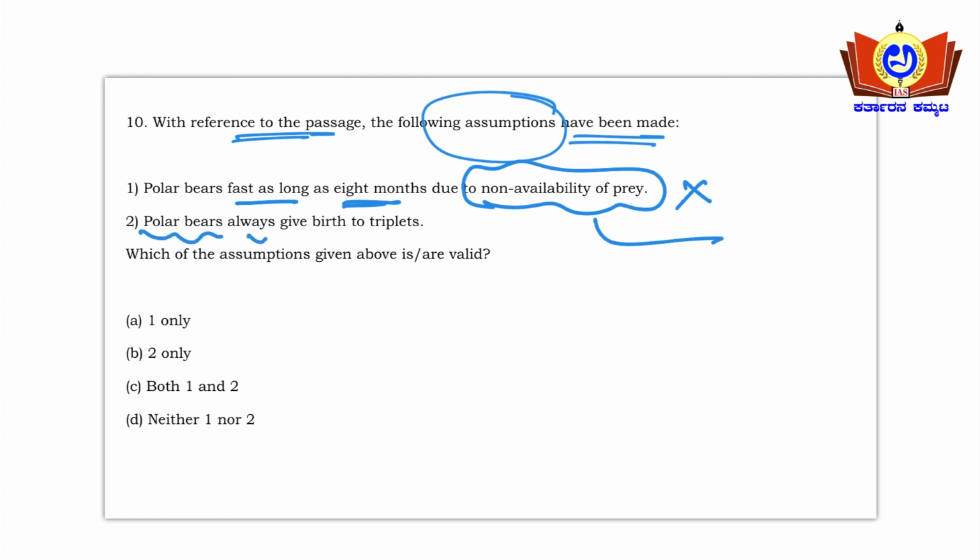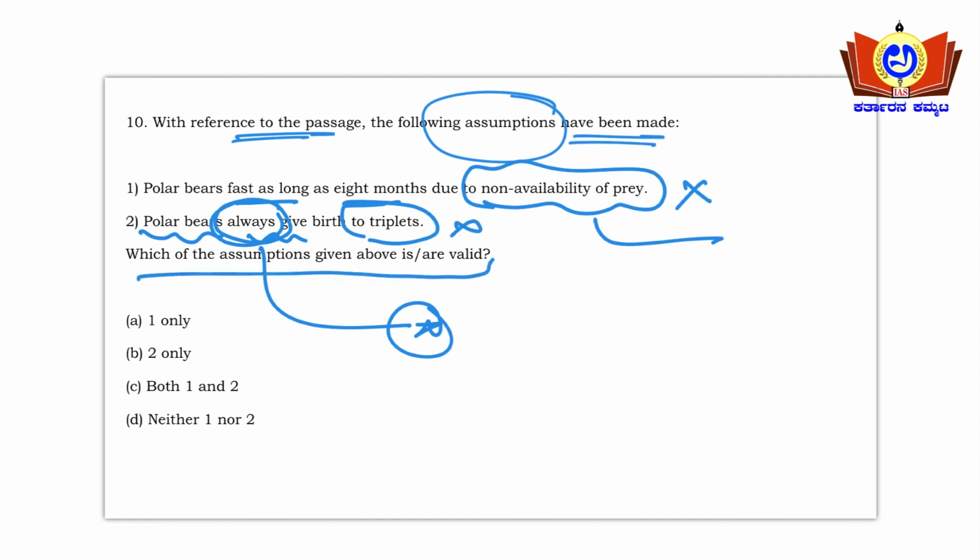Polar bear always gives birth to triplets. See, an extreme statement, my dear friends. Most of the time extreme statements will be wrong, but you need to analyze carefully. Always giving birth to triplets is a wrong assumption. So which of the assumptions is valid? Neither one nor two assumptions are valid here, so option D will be the right answer, my dear friends.